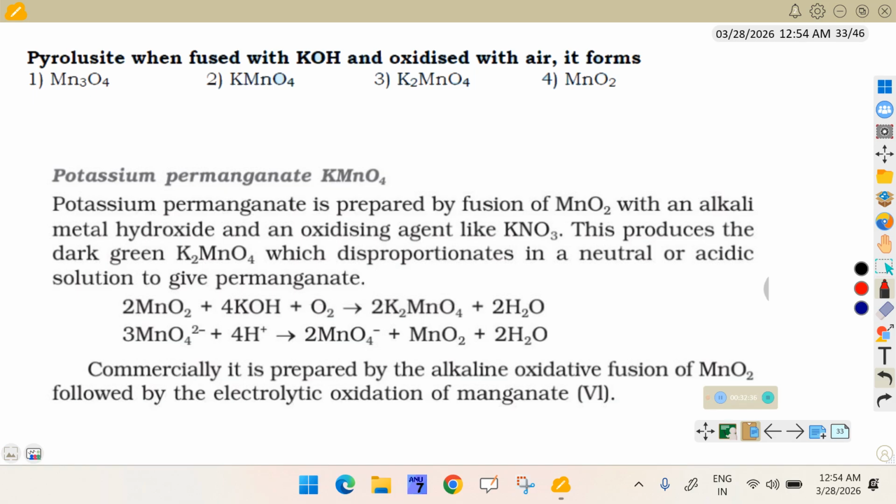Pyrolusite, when fused with KOH and oxidized with air, forms K2MnO4. Formula of pyrolusite is MnO2. Pyrolusite reacts with KOH and O2, then it gives K2MnO4.